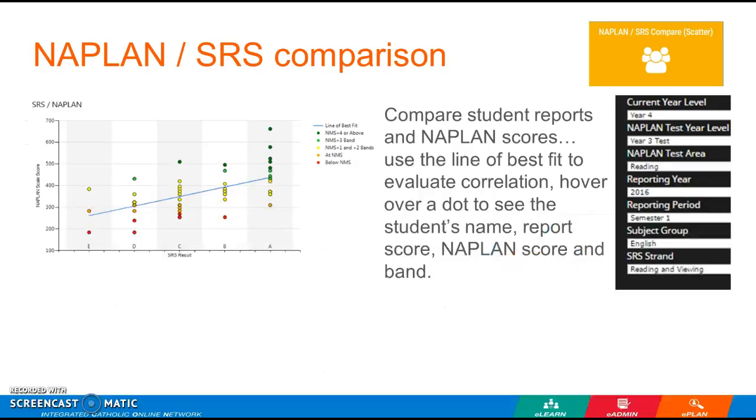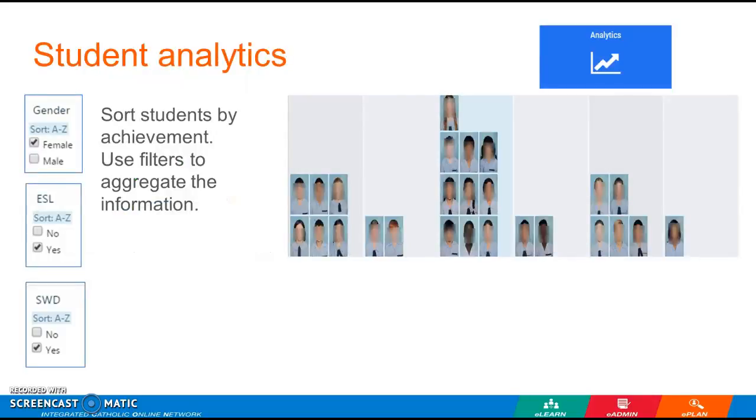The NAPLAN SRS comparison is a scatter graph which compares student reports and NAPLAN scores. Use the line of best fit to evaluate correlation. Hover over a dot to see the student's name, report score, NAPLAN score and band. Student Analytics creates a virtual data wall sorting students by achievement. Filtering enables a more targeted look at a specific group's performance.